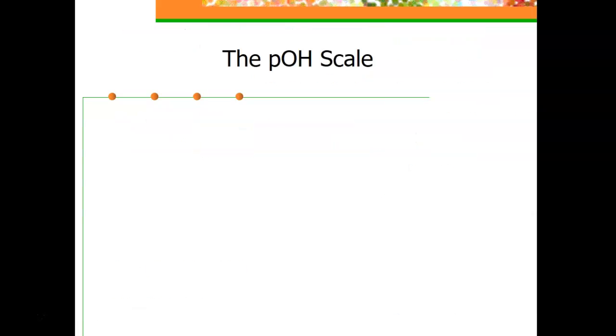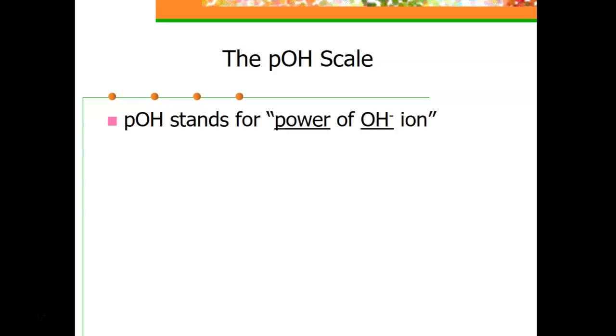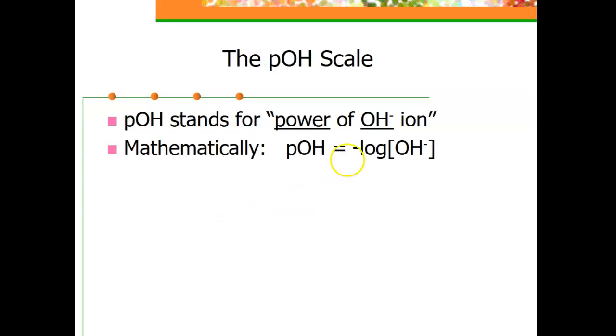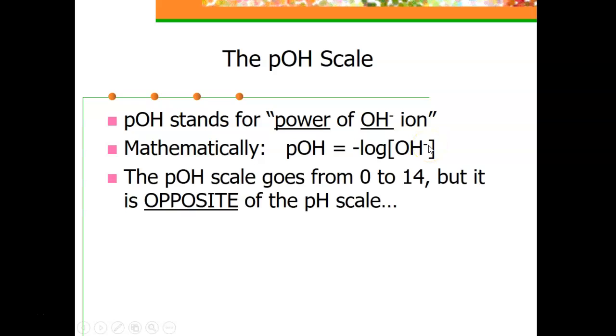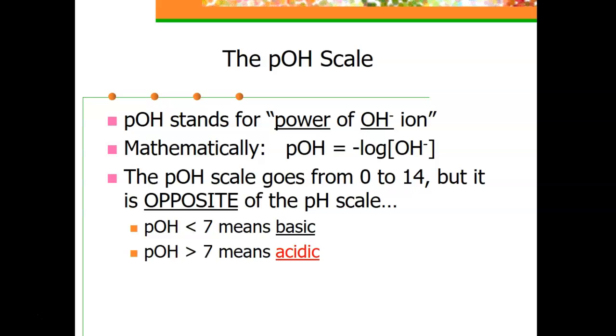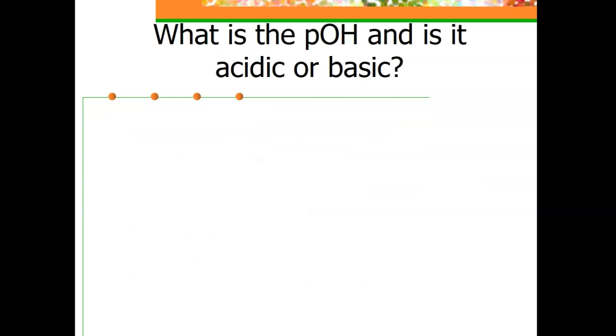Okay? So, moving on, pOH. pOH is opposite of the pH scale. It stands for power of the hydroxide concentration. If you want to find your pOH, here's your next formula. Negative log, and pay attention to what's in the parentheses or brackets, hydroxide. So again, it's opposite of the pH scale. So in this case, if your pOH is less than 7, you're a base. If your pOH is greater than 7, you're an acid. And if your pOH is 7, it's still neutral. So it's opposite.